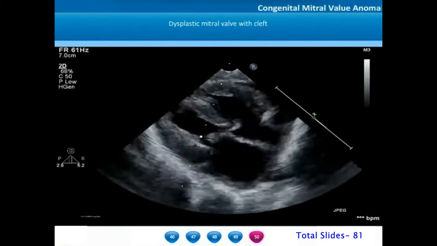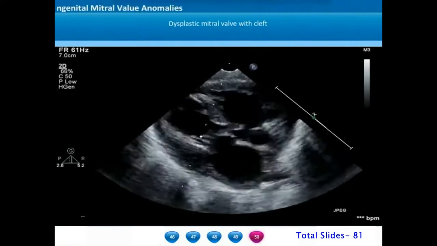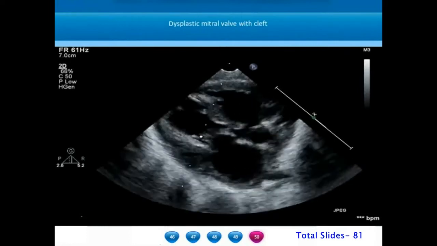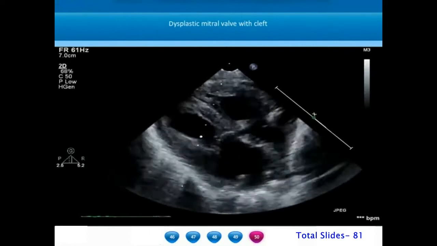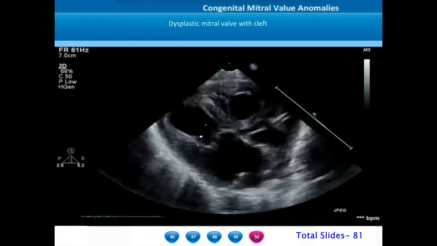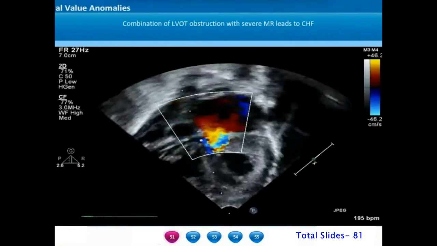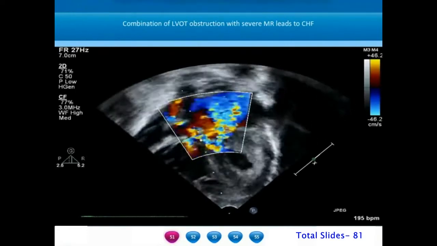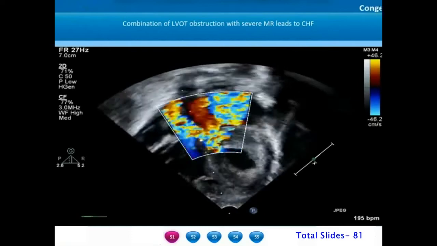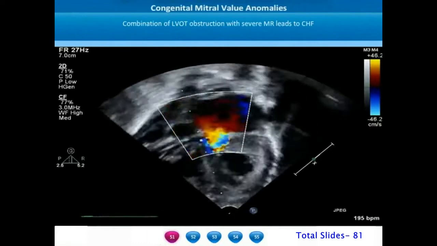In the second example of a dysplastic mitral valve associated with cleft of the anterior mitral leaflet, we can notice an abnormal septal attachment of the anterior mitral leaflet towards the intraventricular septum, causing a left ventricular outflow tract obstruction. The thickened leaflets are very dysplastic and cause severe mitral regurgitation. We can notice from this apical five-chamber view a combination of severe left ventricular outflow tract obstruction caused by the abnormal septal cords and severe mitral regurgitation through the cleft of the anterior mitral leaflet.